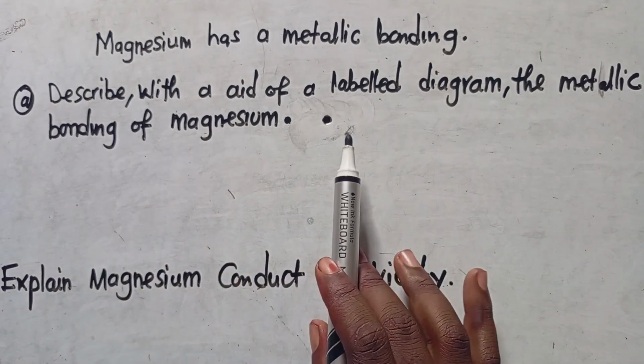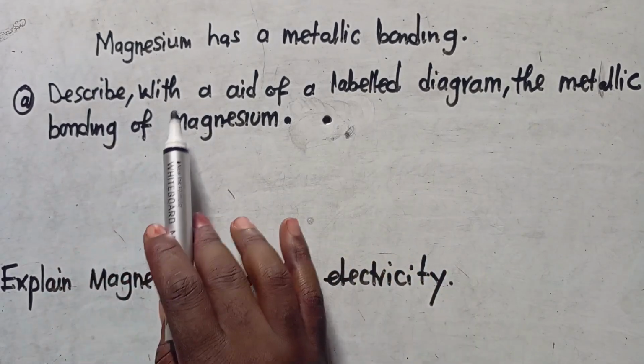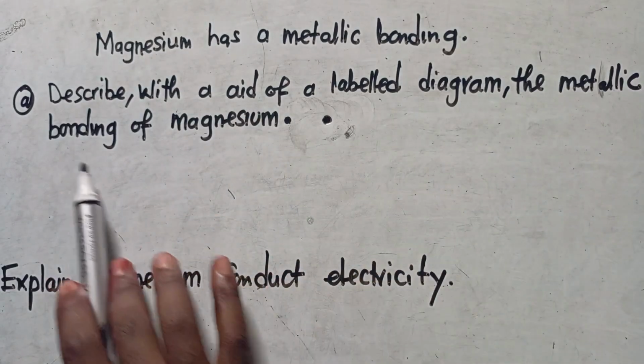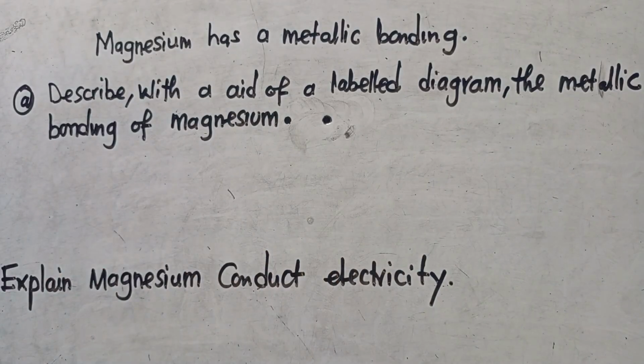The first question here tells us to describe, with the help of a labeled diagram, the metallic bonding of magnesium. So they want us to describe with the help of a diagram the metallic bonding of magnesium. How then do we show the metallic bonding of magnesium? This is something that is so simple.